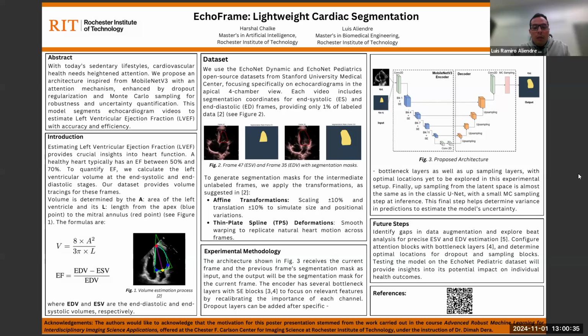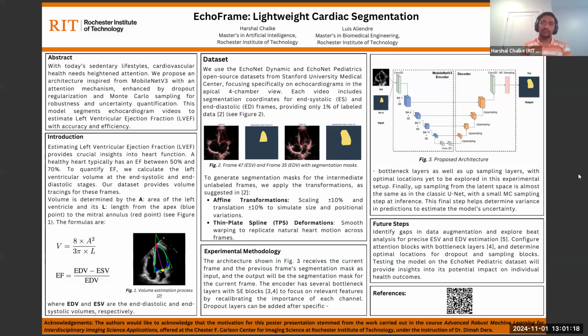Each video includes segmentation coordinates for end systolic and end diastolic frames, but we are facing the challenge that we only have 1% of labeled data. Adding on to the point made by Luis, we are only going to consider echocardiograms with the apical four-chamber view in both the EchoNet Dynamic and EchoNet Pediatric datasets. As he said, we only have segmentation coordinates for end systolic and end diastolic frames, which account for 1% of labeled data as per paper 2.